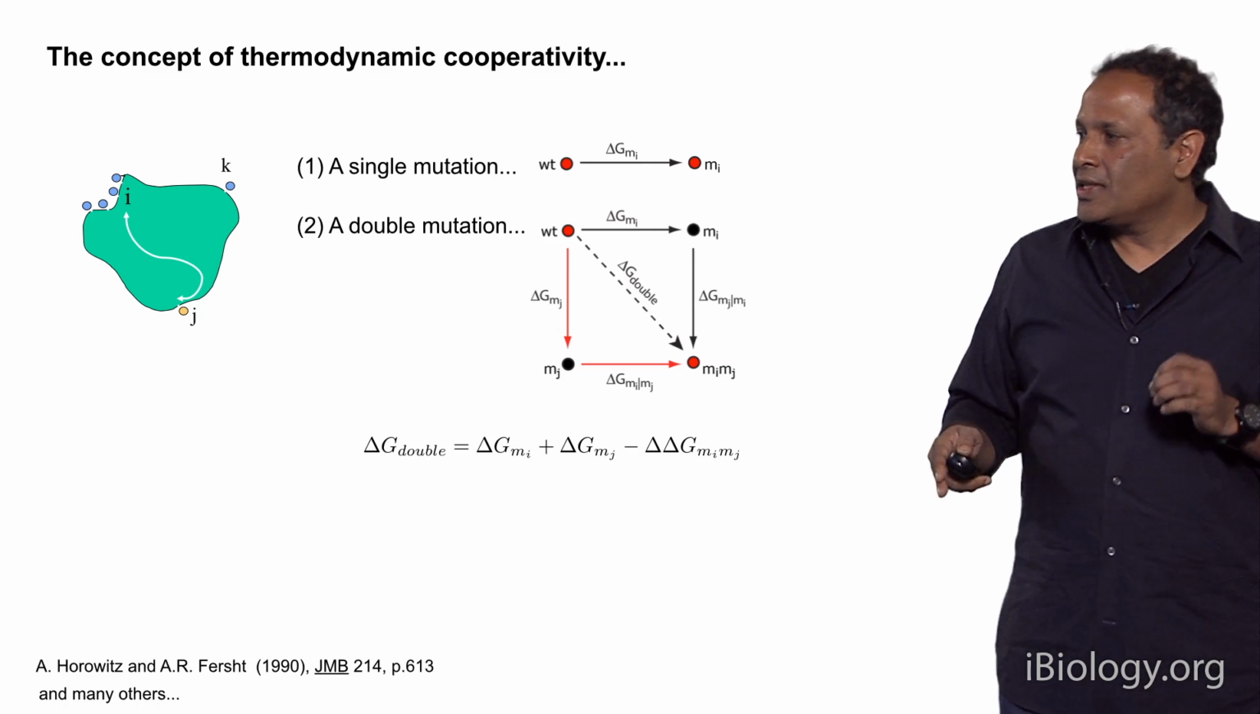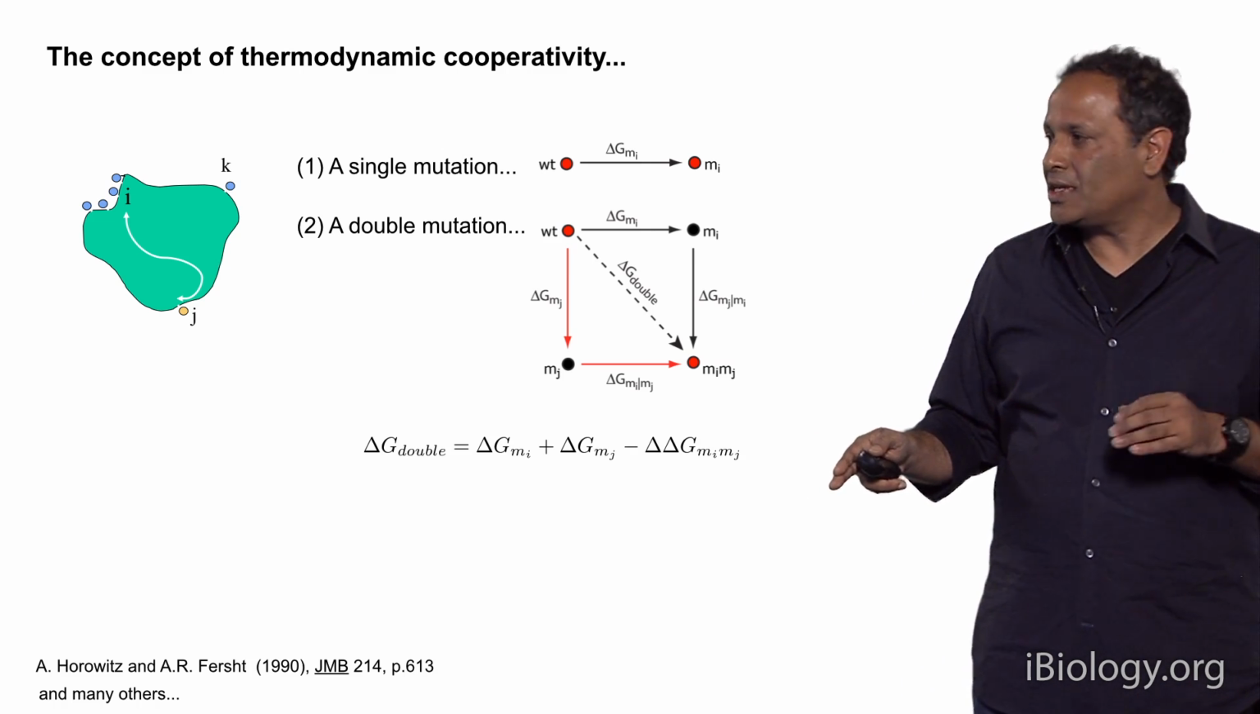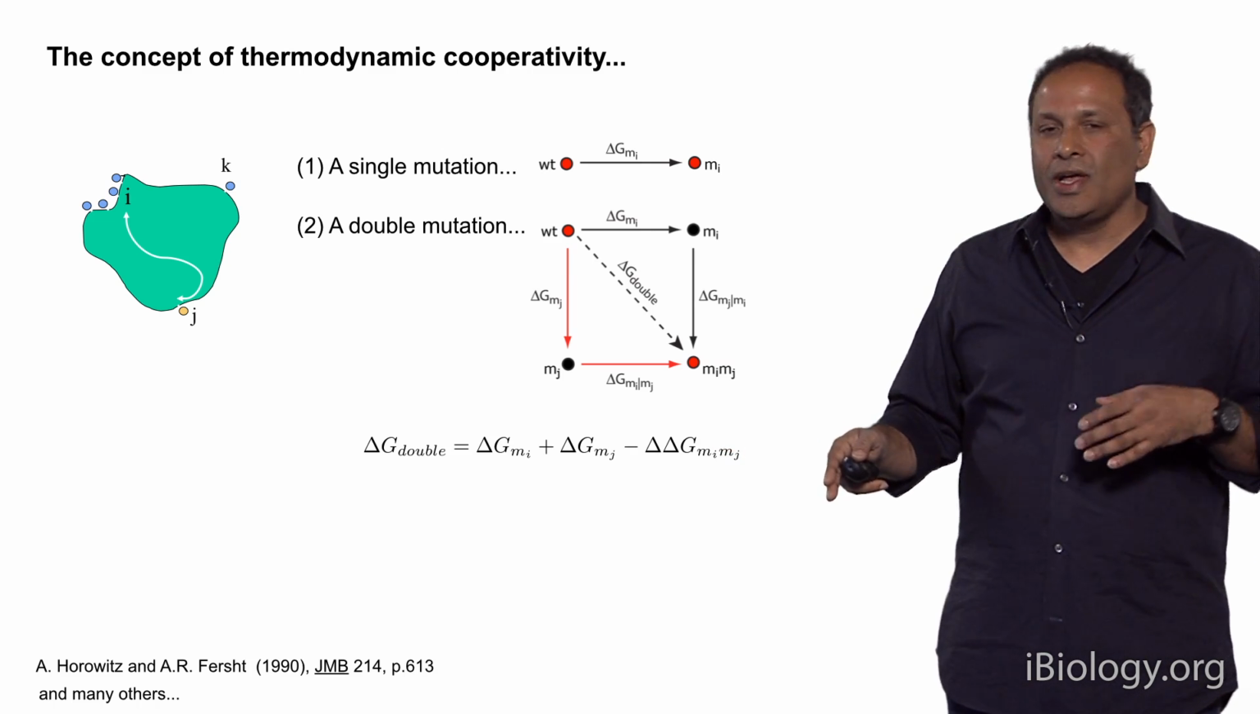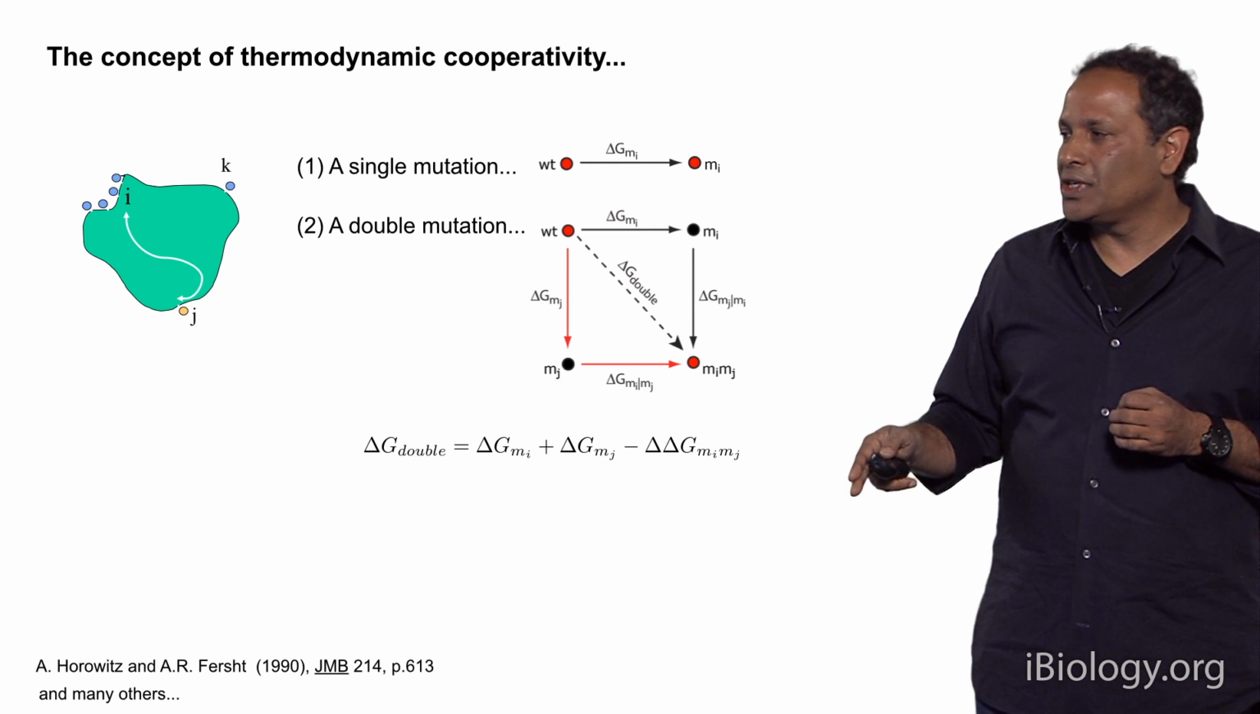And the idea is that if the 2 mutations are totally independent of each other, they are thermodynamically independent, then the coupling free energy is 0. Then it's simple. The effect of the double mutation is just the additive effect of the 2 single mutations.